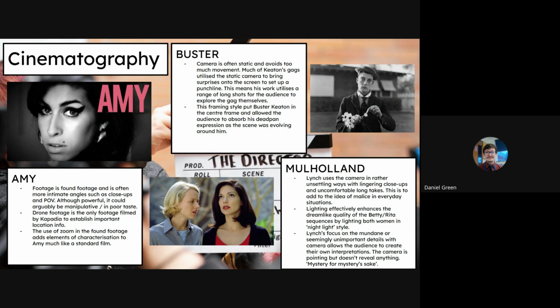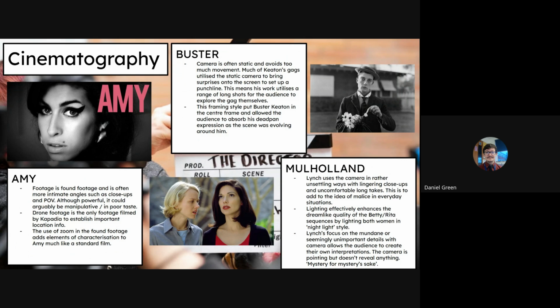And when we get to editing later, the editing was very simplistic because of the time period, but also tried experimenting with new forms of it. But also this framing style puts Buster Keaton in the center frame and allows the audience to absorb his deadpan expression as the scene was sort of evolving around him, and adds to that comedy. So framing and static camera are really important for the cinematography in Buster Keaton's work.